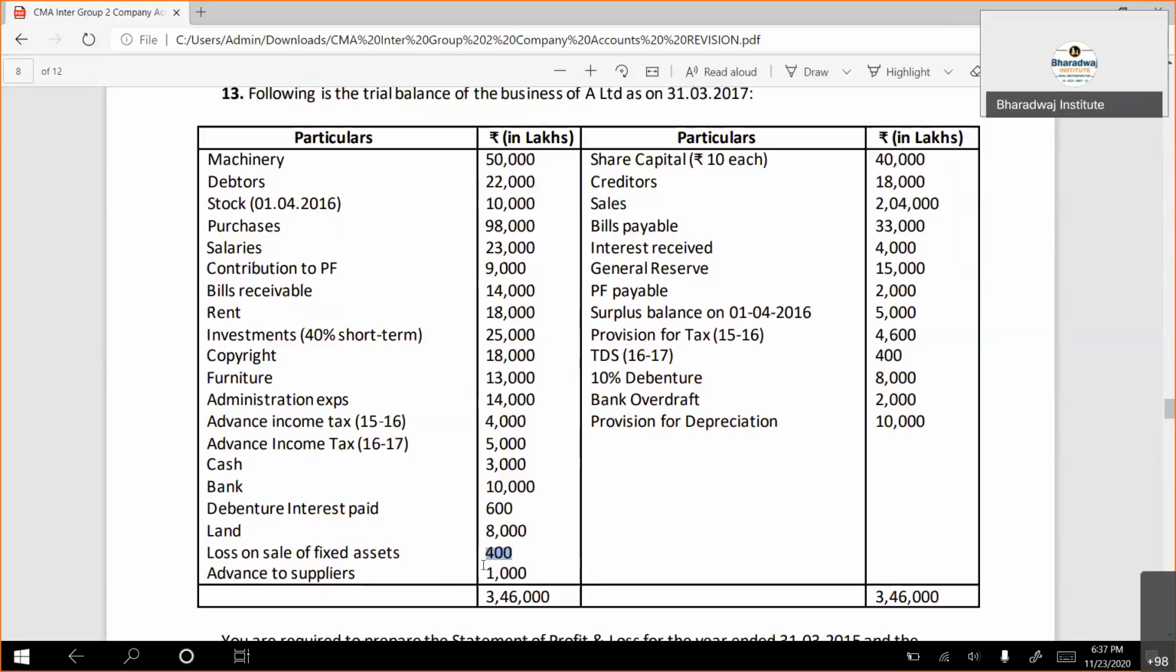Advance to suppliers is advance given to suppliers. It will be adjusted from creditors. Loss on sale of fixed asset is not an exceptional item. An exceptional item is one which will not arise in the normal course of business. When you purchase and sell fixed assets, you may not get the same price. The price may be either high or low. That's not an extraordinary or exceptional item.